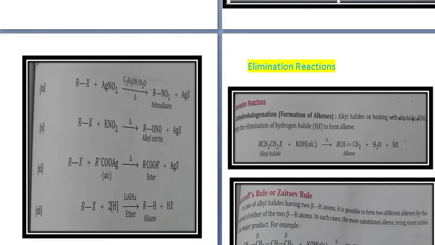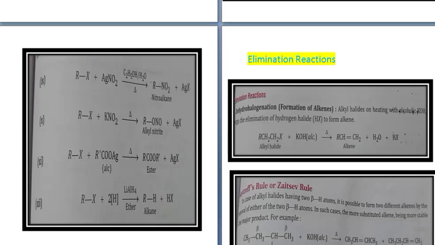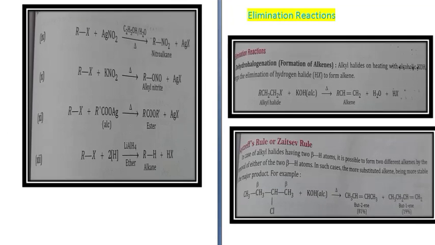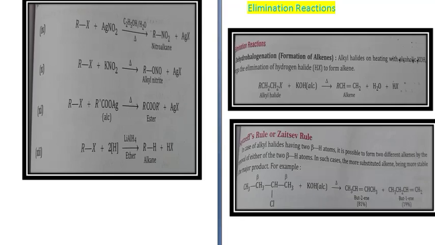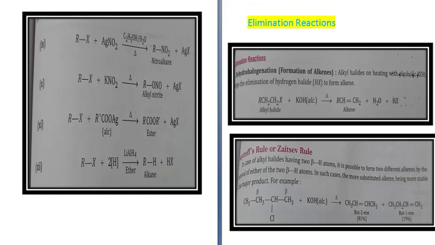RX plus AgNO2 in presence of ethyl alcohol or water and on heating gives you RNO2 plus AgX. RNO2 is nitroalkane. Alright, very simple. Halogen is being substituted by the negative part of the nucleophile.